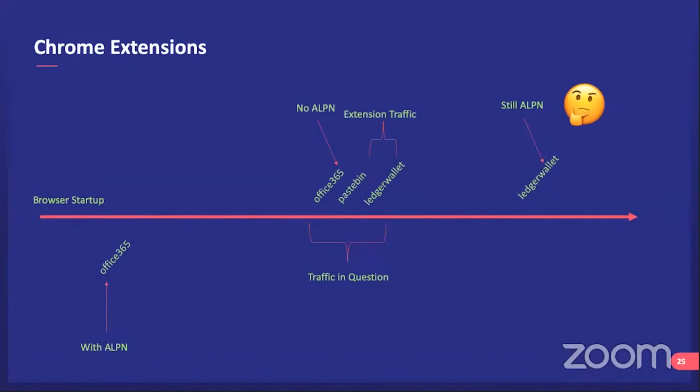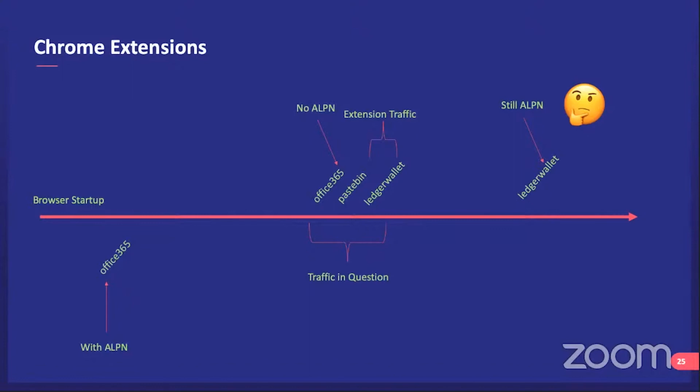However, there's a later request for Ledger Wallet, presumably because the user did legitimately use the site, that still included the ALPN, which seems to indicate that it was not cached. So we see two different things here: if something is cached, it won't use the ALPN a second time, and it won't be cached if it's used by the Chrome extension and not in normal browsing traffic.